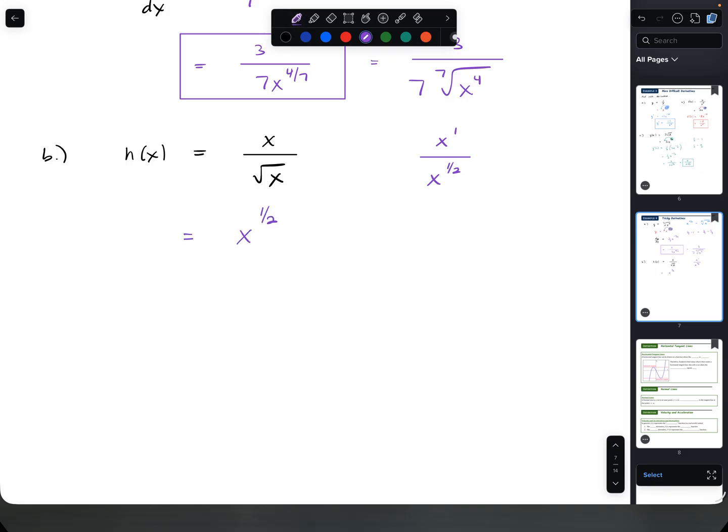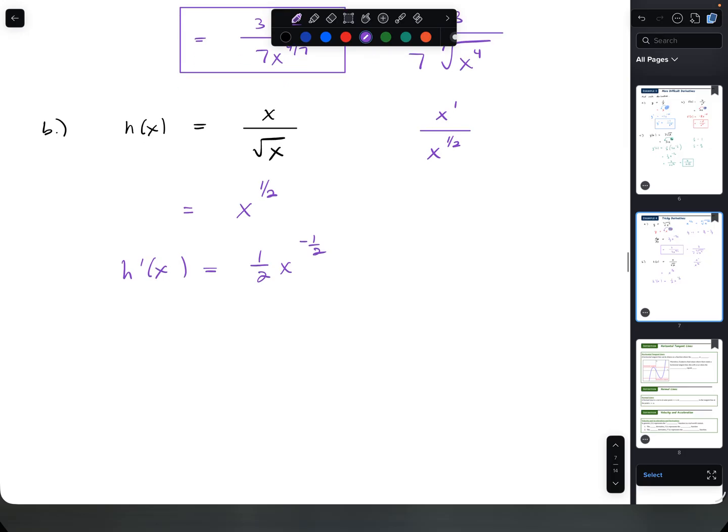So then power rule, h prime of x is going to bring the 1/2 down. So 1/2 x to the power of, subtract 1 from the power, you get negative 1/2. So this is going to be 1 over 2. And then the negative exponent, I can bring this to the bottom. So this will be x to the 1/2. So this is the same thing as 1 over 2 square root of x.